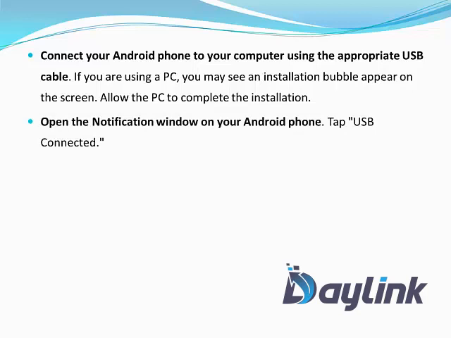Open the notification window on your Android phone. Tap USB connected. Tap Mount on the notification window.